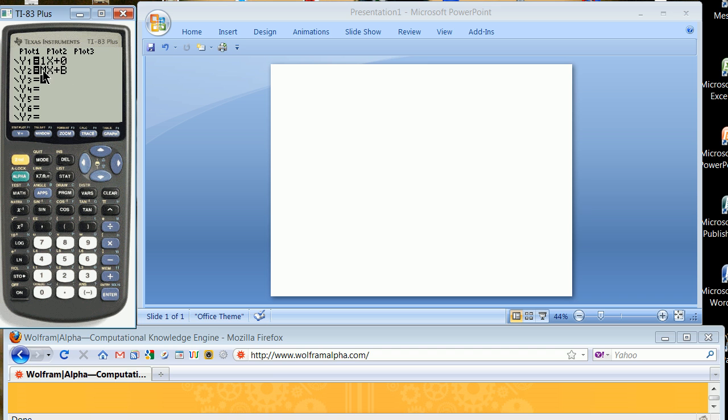We used b and m, so maybe we'll put alpha a. Second quit, y equals, click, click, and maybe we'll do something like alpha a x squared. Second quit, and maybe we'll put 5, store it into alpha a. Now when you graph, you have something that looks very much like that.